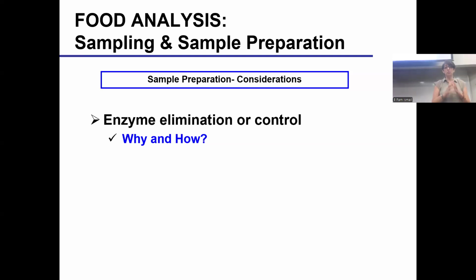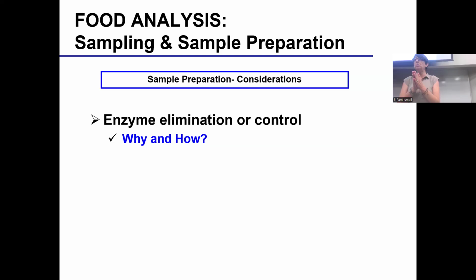So we really need to make sure that the sample does not change in composition. Sometimes you have endogenous enzymes in your sample. Let's say, flour has lipoxygenases, lipases. You don't want them to sit there and digest your fat and oxidize your fat. So you want to make sure enzymes don't function during preparation and during storage.